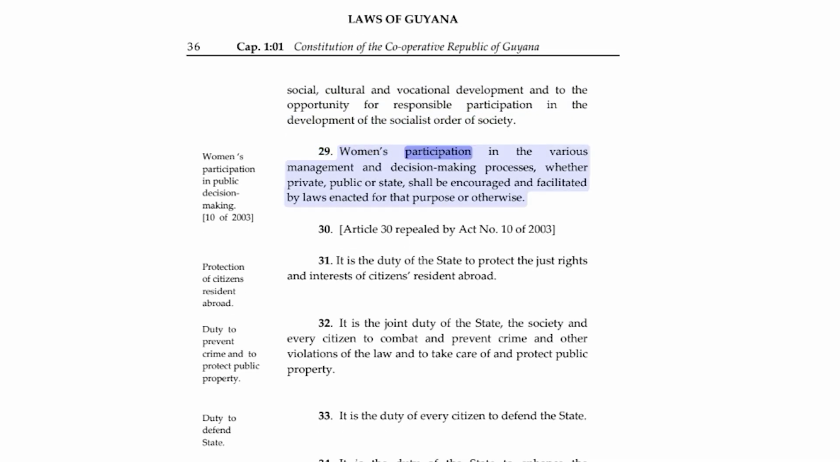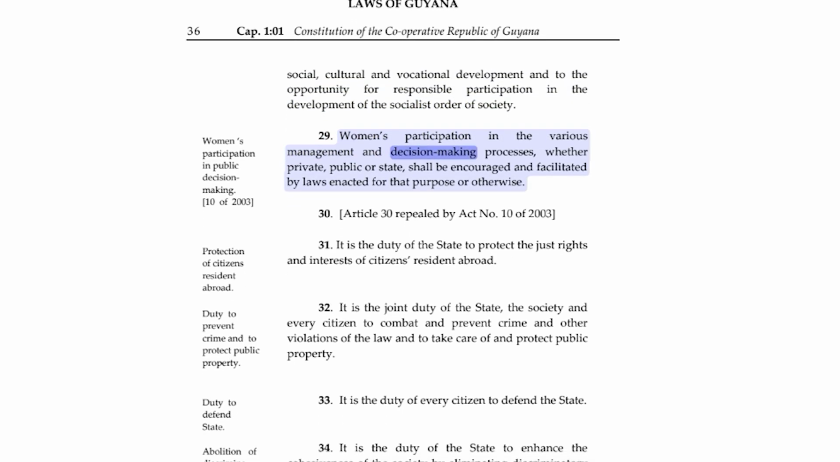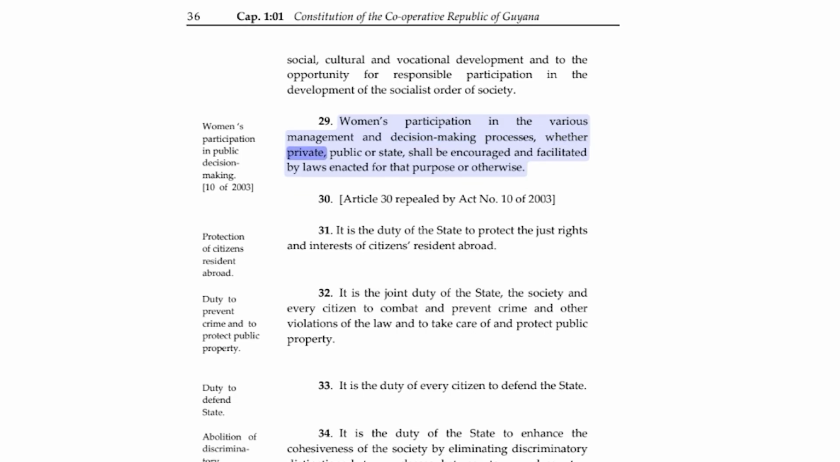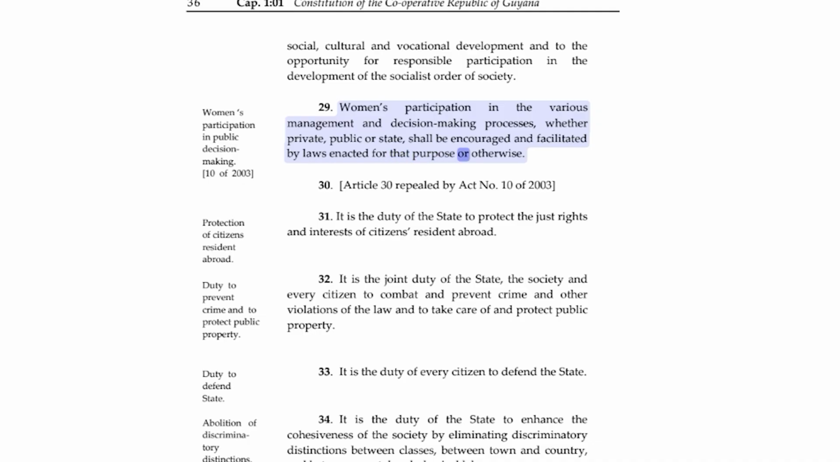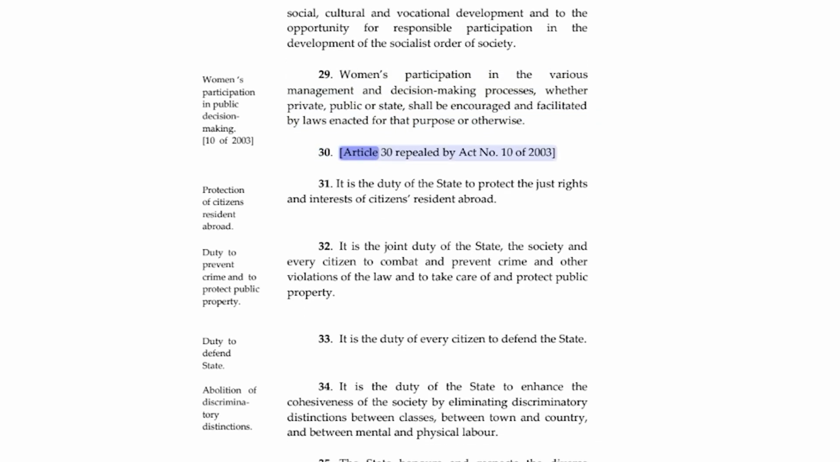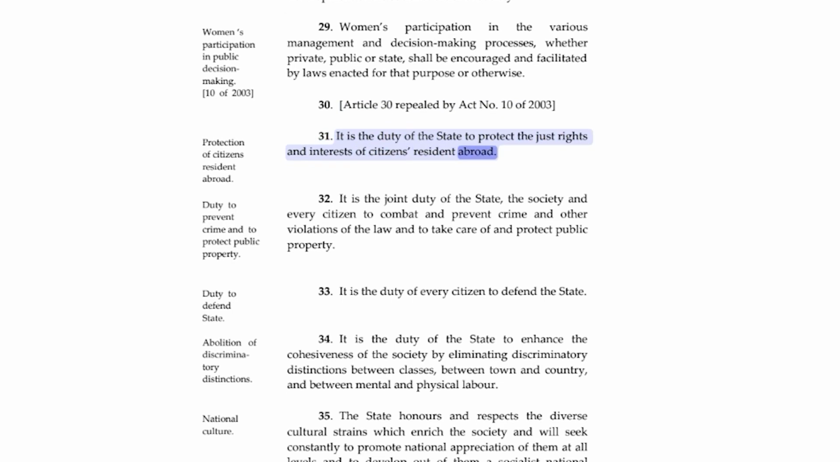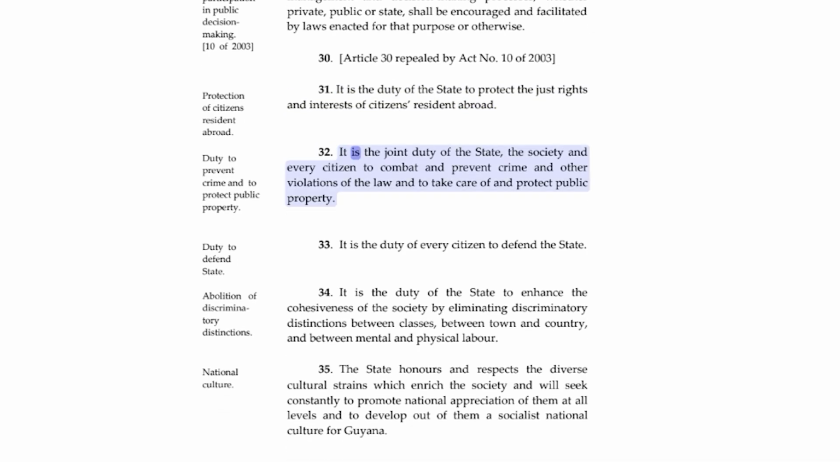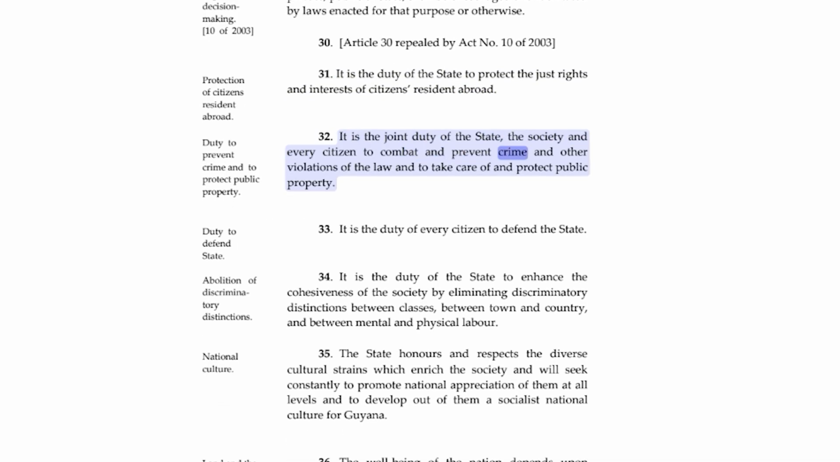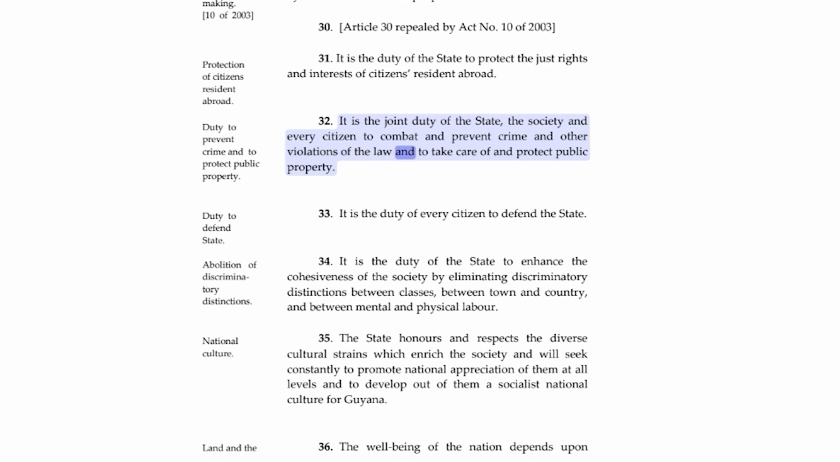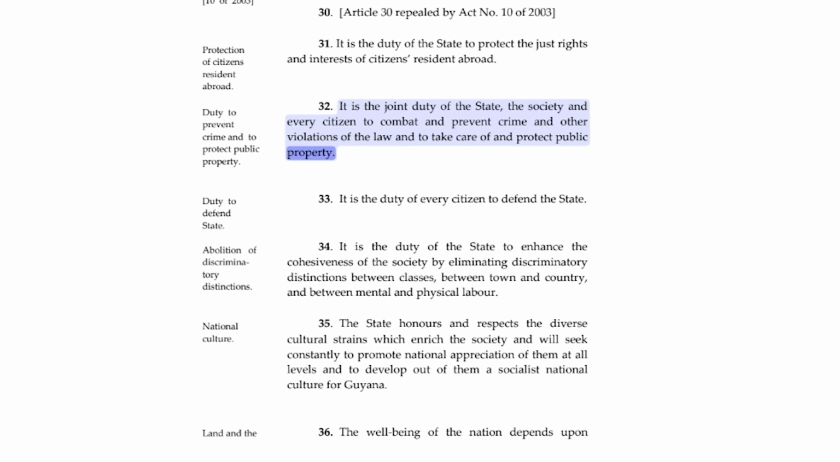29. Women's participation in the various management and decision-making processes, whether private, public, or state, shall be encouraged and facilitated by laws enacted for that purpose or otherwise. 30. Article 30 repealed by Act No. 10 of 2003. 31. It is the duty of the state to protect the just rights and interests of citizens resident abroad. 32. It is the joint duty of the state, the society and every citizen to combat and prevent crime and other violations of the law, and to take care of and protect public property.